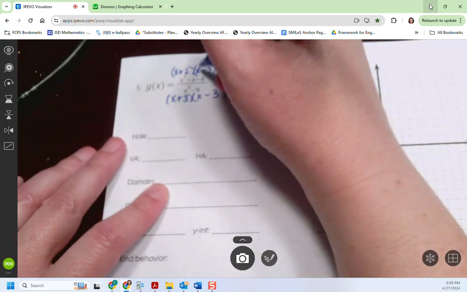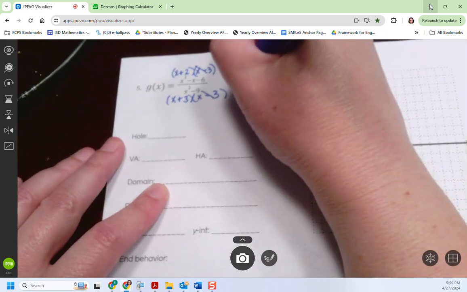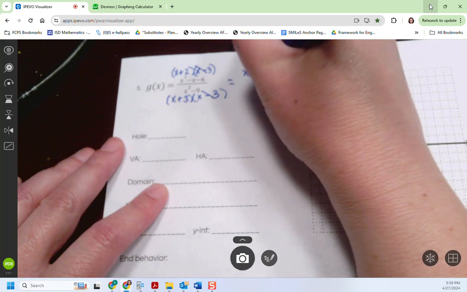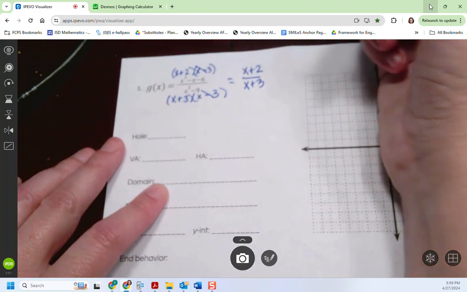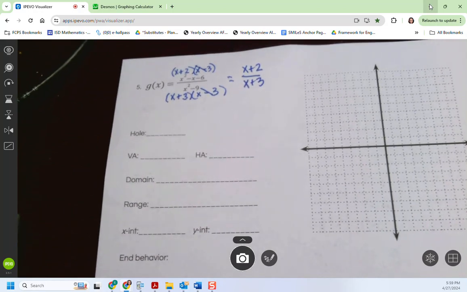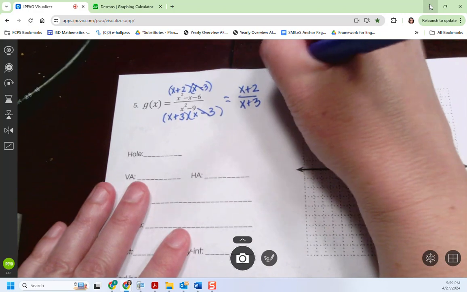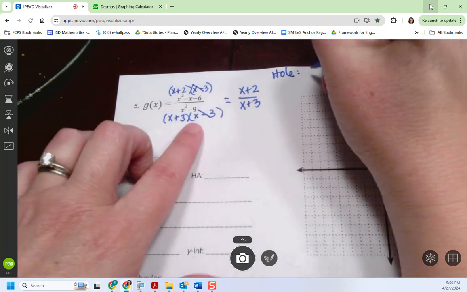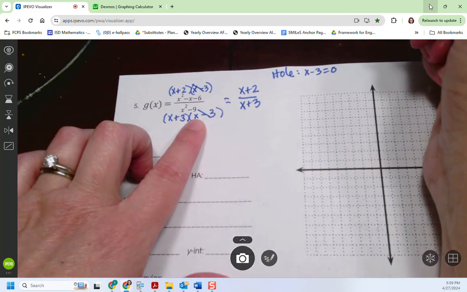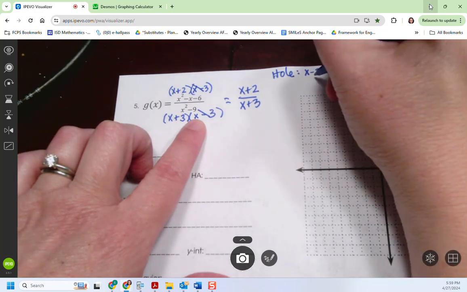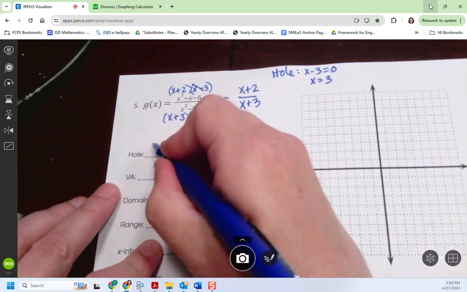So again, we have factors that cancel out. They're going to create a hole. My simplified function is (x + 2) over (x + 3). My vertical, let me see, my hole first. Let's do the hole up here. My hole comes from x minus 3, the canceled out factor. I'm going to set it equal to 0, and I'm going to add 3 to both sides to get x equals 3. So that's the x coordinate.